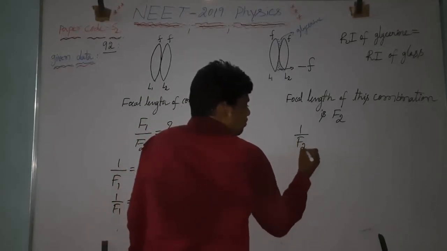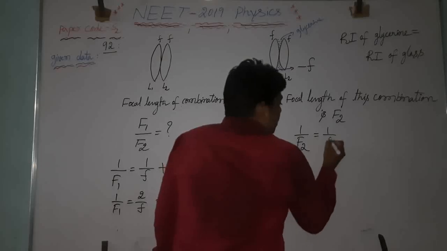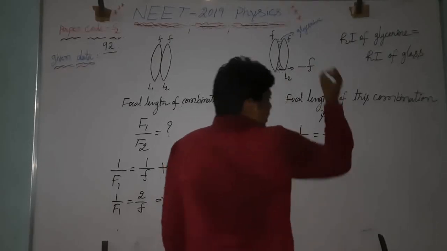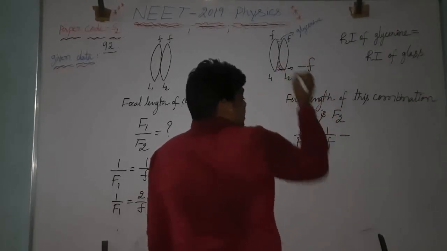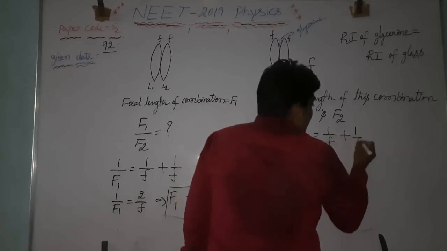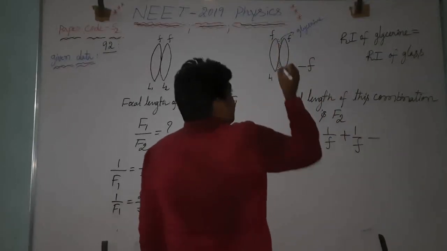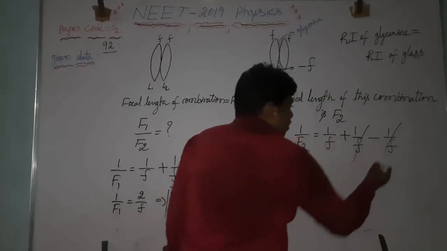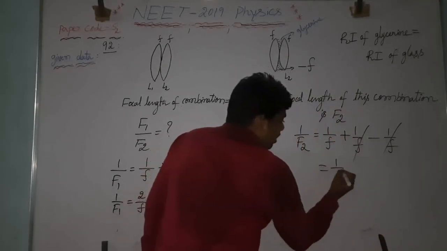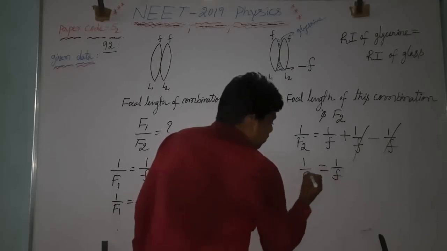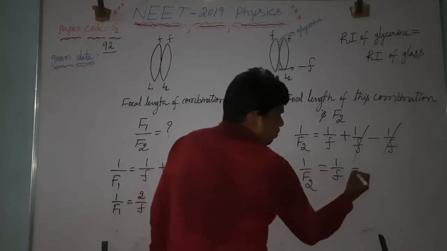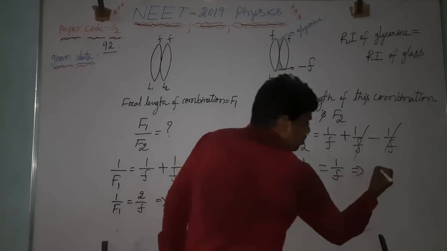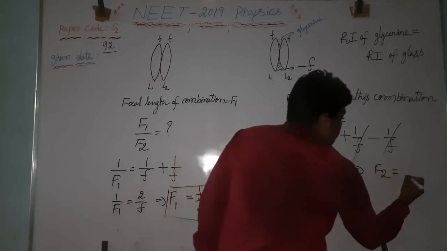1 by f2 is equals to 1 by f. Here plus or minus, consider this one as the second lens. Again 1 by f, again the focal length of the glycerin, that is nothing but minus 1 by f. Here 1 by f cancels. That is 1 by f2. From this one f2 is equals to what? f2 is equals to f.